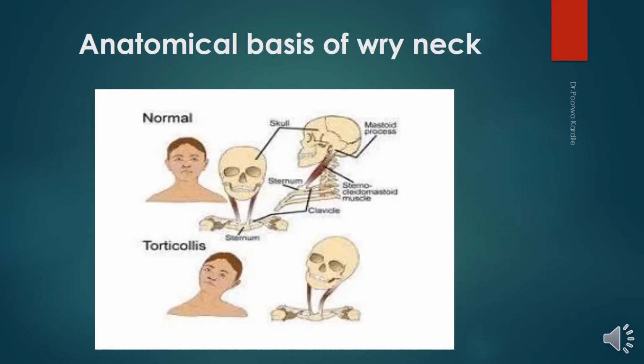Slide is of wry neck or torticollis. Torticollis is a deformity in which the head is bent to one side and the chin points to the other side as a result of spasm or contraction of the sternocleidomastoid and trapezius muscle supplied by the spinal accessory nerve.